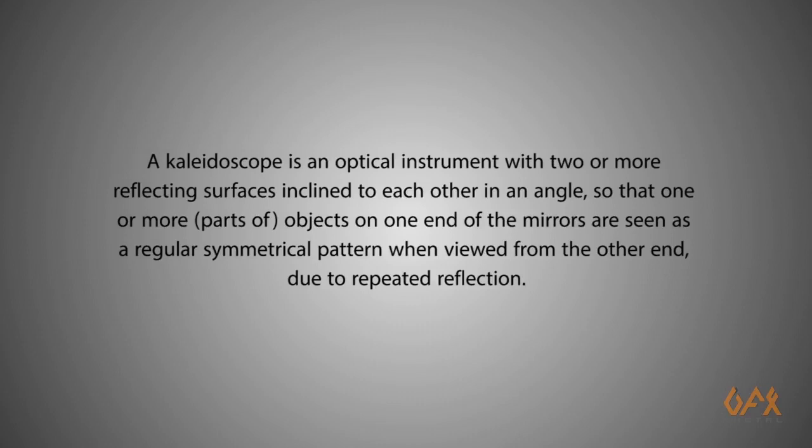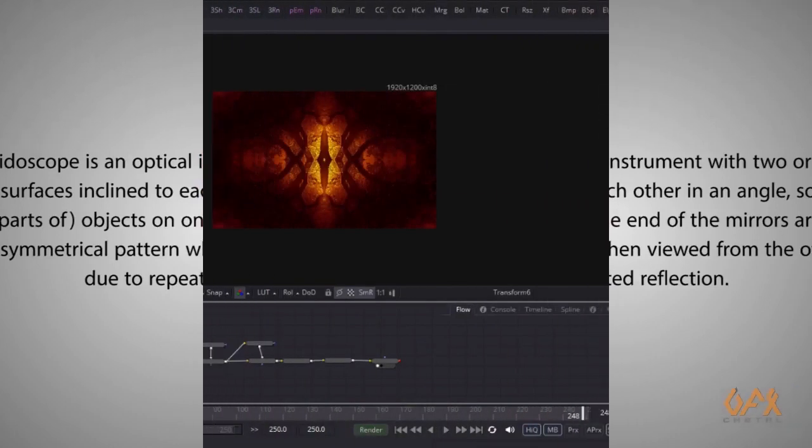Nowadays we can create this kind of effect on a computer with compositing software. Some software has this effect built in. Blackmagic Design Fusion doesn't have this effect, so I'm going to show you how to create a kaleidoscope in Blackmagic Design Fusion. First I show you one simple workflow, and then we go for a complicated flow.